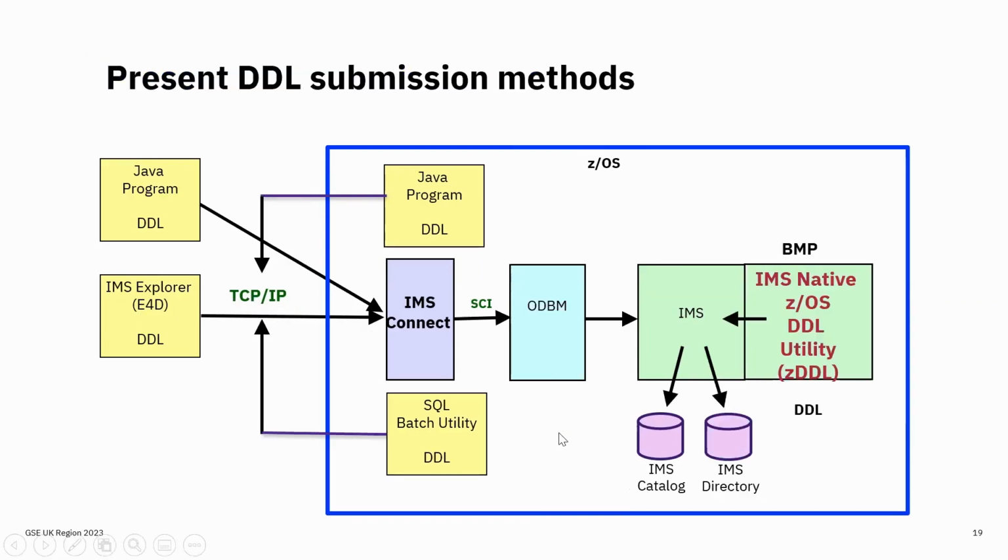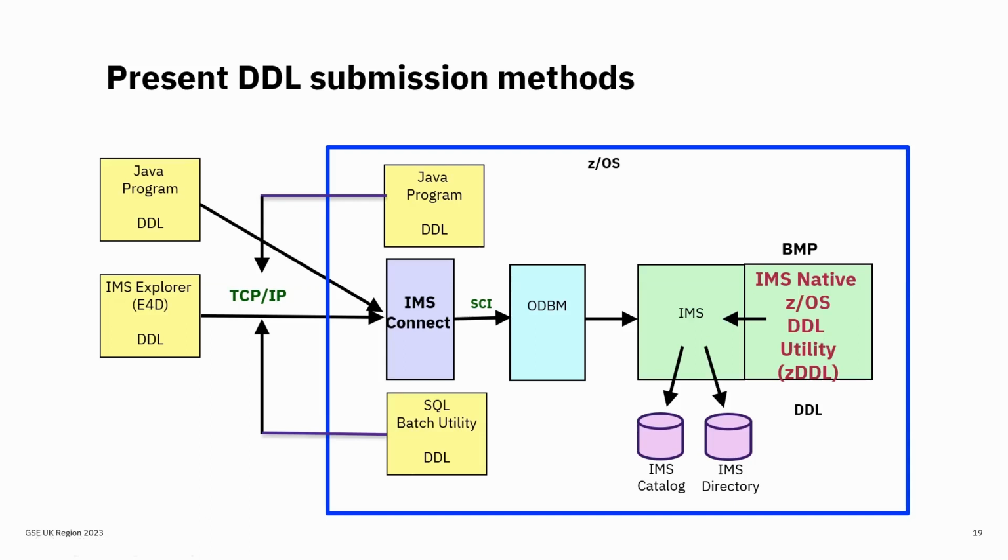What's different is in 15.3, we introduced this IMS Native zOS DDL utility, or what we call the ZDDL utility, and it can run as a BMP job. So you can run it while IMS is up, as a BMP job. You submit your DDL, IMS takes it, processes it, and then updates the catalog in the directory with that information. So you don't have that code path of going through IMS Connect and going through ODBM. It's a very IMS native way of submitting DDL, hence the name IMS Native zOS DDL utility, or ZDDL, right? So that's what I'm going to be talking about.